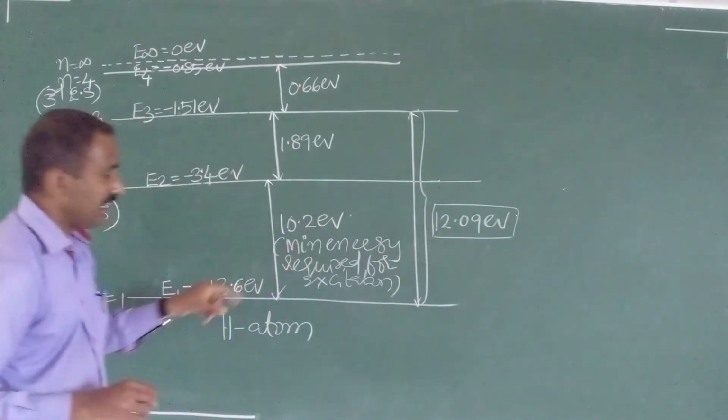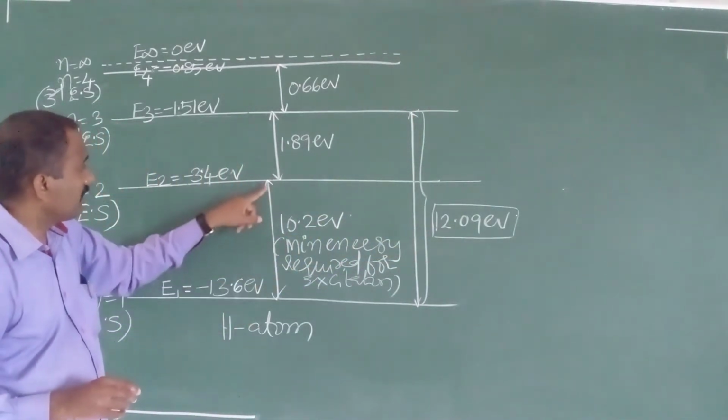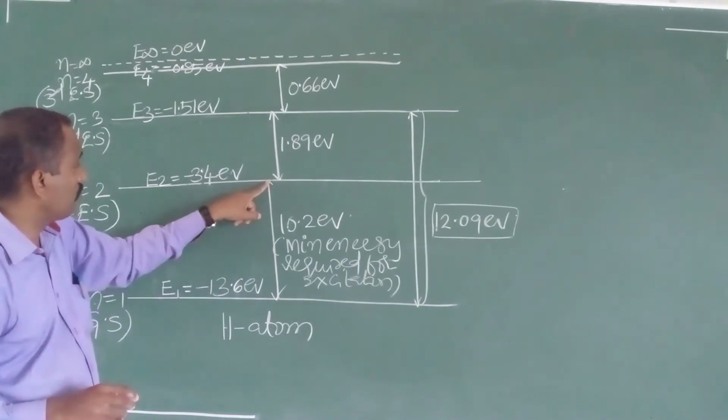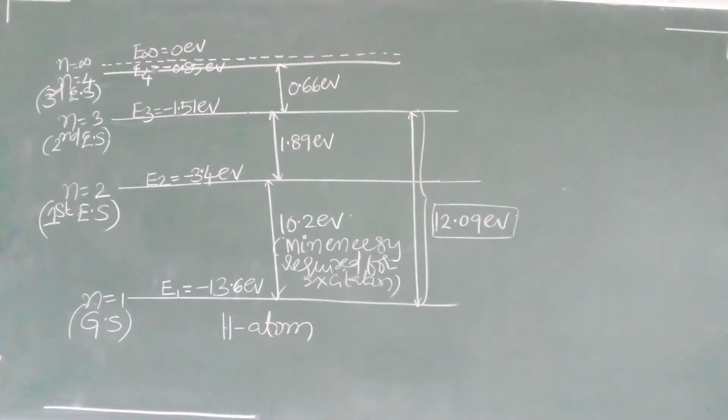Instead of 12.09 electron volts, if you are supplying 10.2 electron volts, the electron jumps to the second state, nothing but the first excited state. So this energy level diagram also you should remember. From this energy level diagram, some important points you should remember.